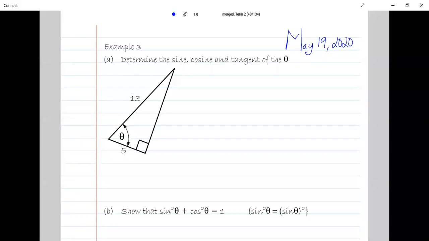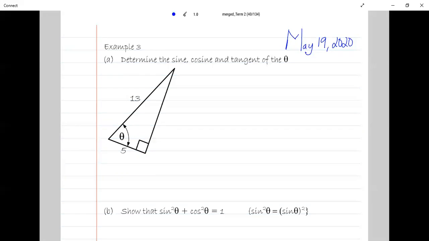All right, so continuing with trigonometry, May 19th, 2020. Example 3. In example 3, we're given a right angle triangle and we know the length of the hypotenuse, which is 13, and we know the length of another side, which is 5. We're asked to determine the sine, cosine, and tangent of theta.